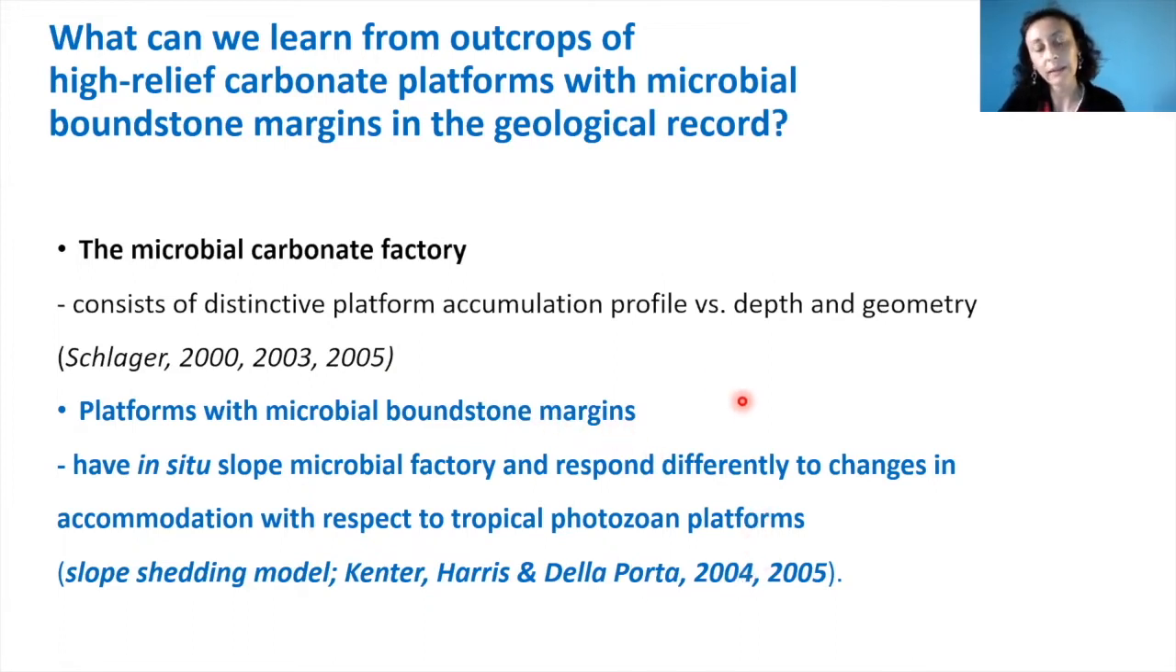The other concept that derived from this classification of Schlager is more related to the case studies that I'm going to present, and I have evaluated some of them during my PhD under the supervision of Jeroen Kenter and with the help of Mitch Harris, and that is that this type of microbial carbonate factory grows in situ on the slope down to 300-400 meter depth and creates depositional system that respond differently to changes in accommodation with respect to tropical platform. And this type of behavior has been synthesized as slope shedding model.